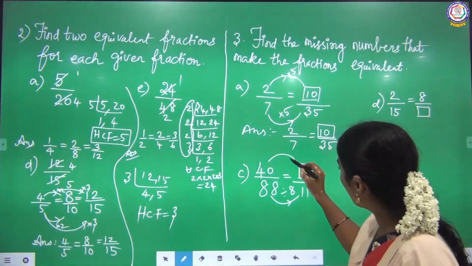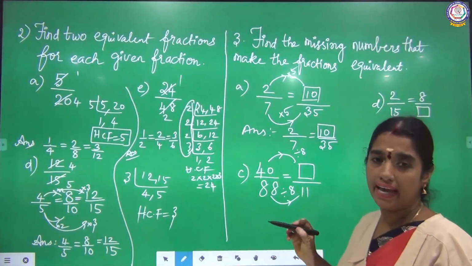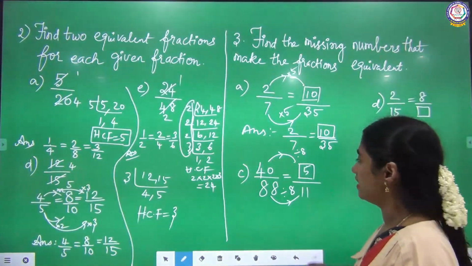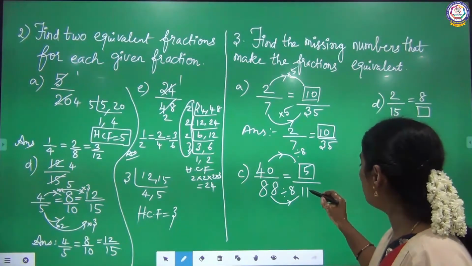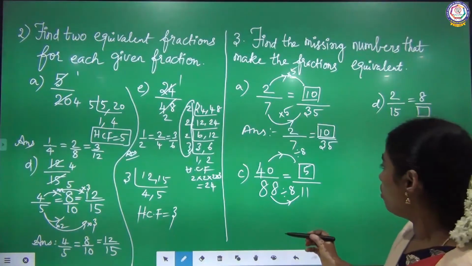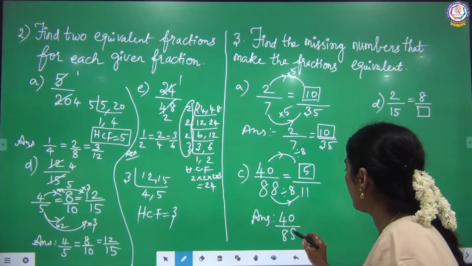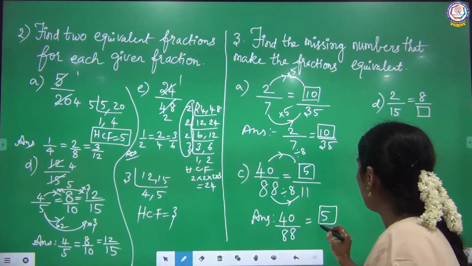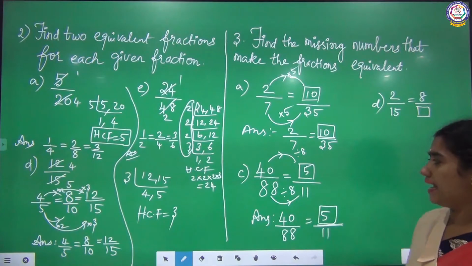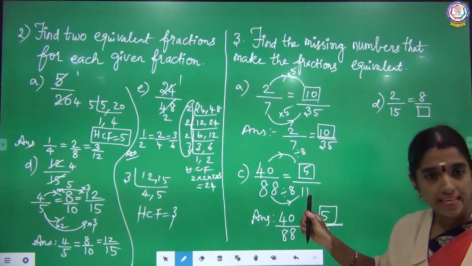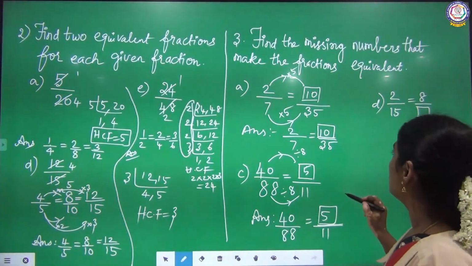The same thing, 40, I have to divide by what? 8. 40 when I divide by 8, what is my answer? 5. 5 8s are 40 and then 11 8s are 88. So my answer is what? 40 by 88 is equal to 5 by 11. Is it clear, children? 40 by 88, just I am dividing by the same number 8. So 5 by 11 is my answer.